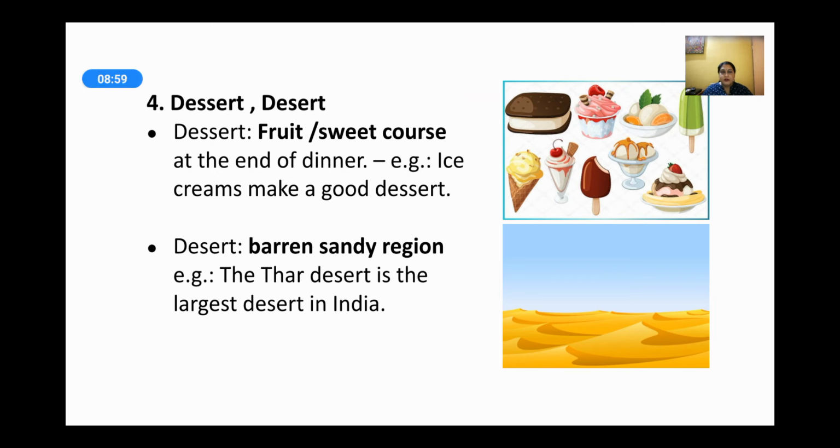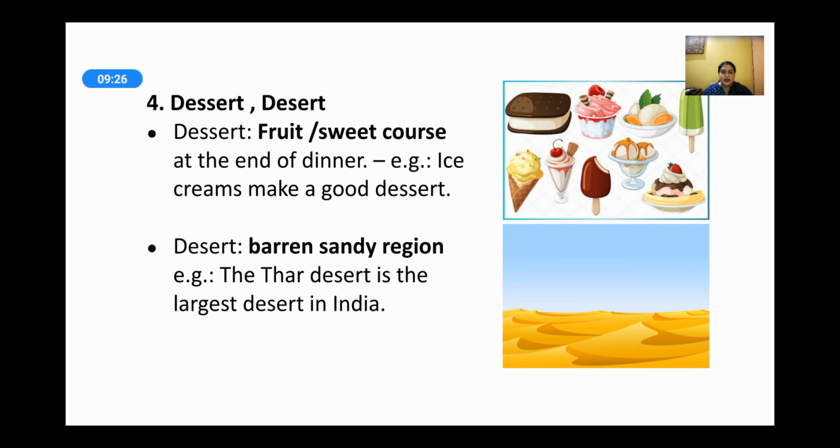One more pair of words which is often confused, dessert and desert. In fact, if you observe the words clearly, there is only one difference between the two words. In the first word, dessert, there is double S, while in the second word there is only single S. But then the difference between the two is like between heaven and earth. First word, dessert, the one with double S. This dessert refers to a fruit or something sweet that you have at the end of dinner.